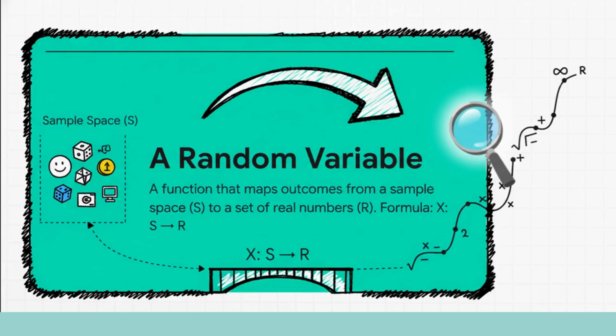Okay, here's the formal textbook definition. That capital X, that's our random variable. It takes an input from S, which is the sample space. That's just a fancy term for all the possible things that could happen. And it maps it to R, the set of real numbers. See? It's literally a bridge from the real world to the world of math.